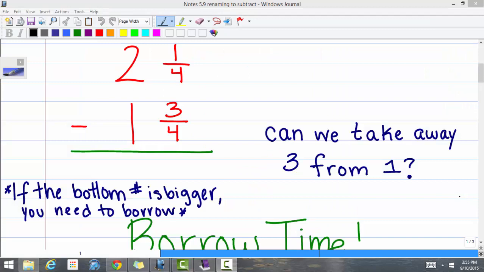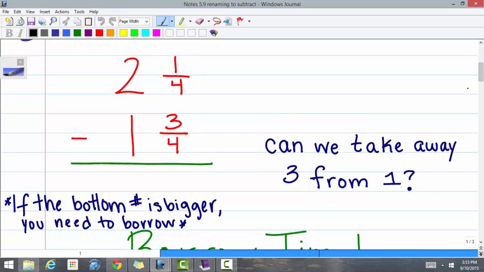Hi, it is time for our last video on subtraction. So what I'm going to do is I'm going to show you a problem, and then we're going to solve a different one, just so you can get a glimpse of what we're about to do. So I have a problem that's already written vertically, 2 1/4 minus 1 3/4.